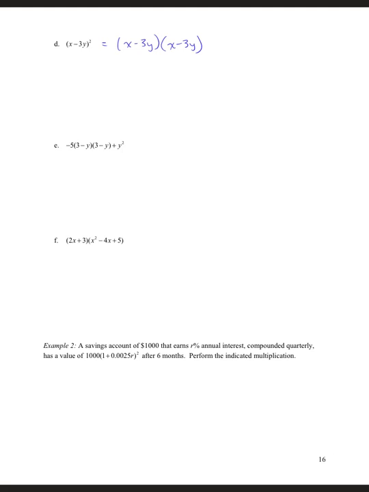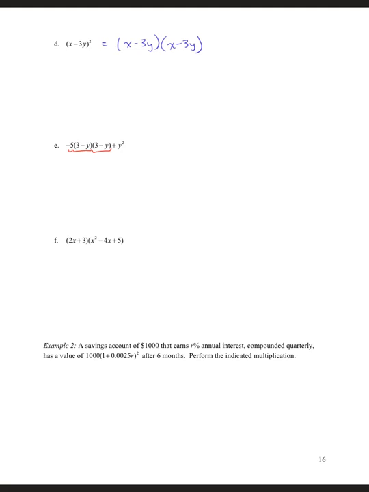Letter E. When we look at letter E, you see that we have 3 factors being multiplied. A negative 5, a 3 minus y, and a 3 minus y. Now when we have that, it does not matter the order in which you multiply these 3 factors.